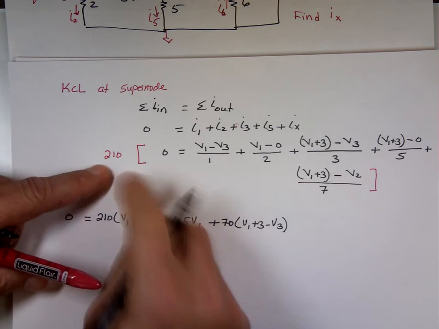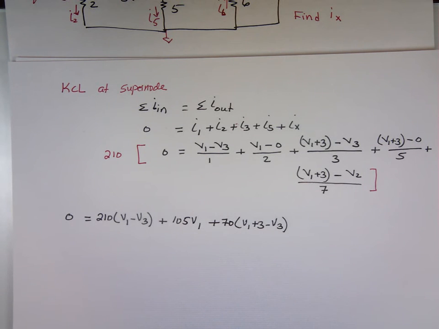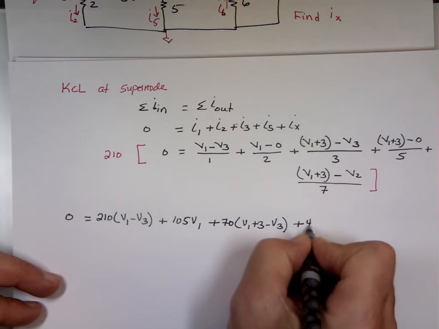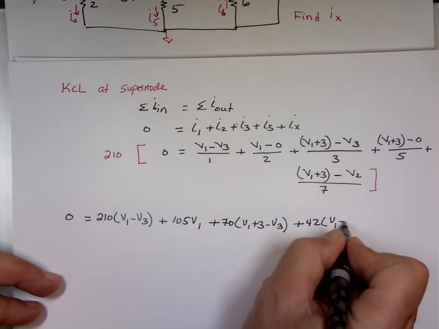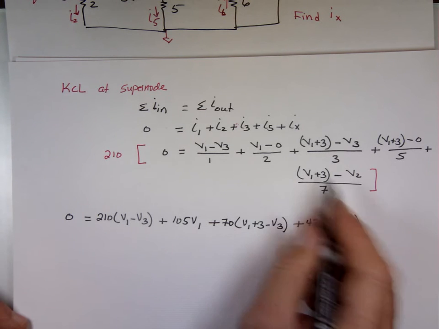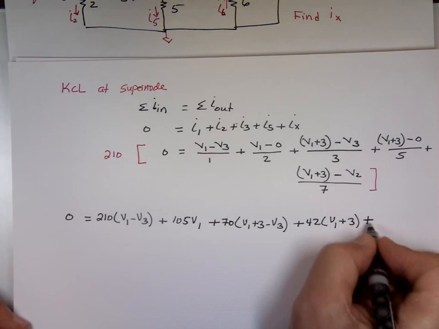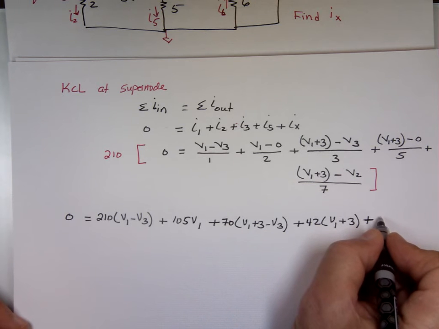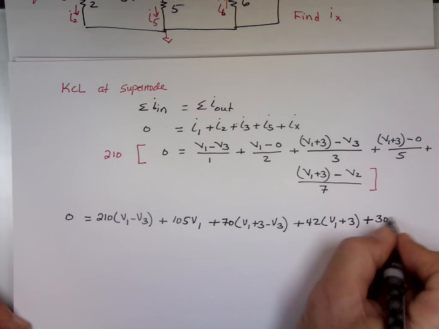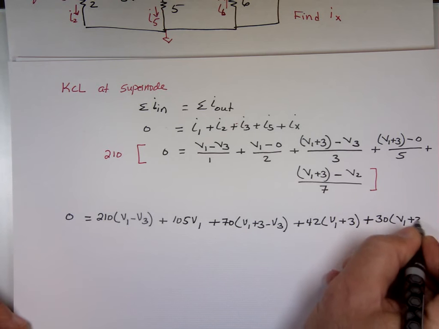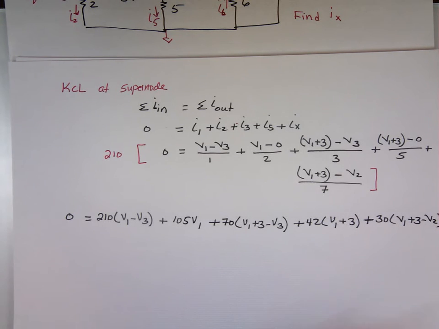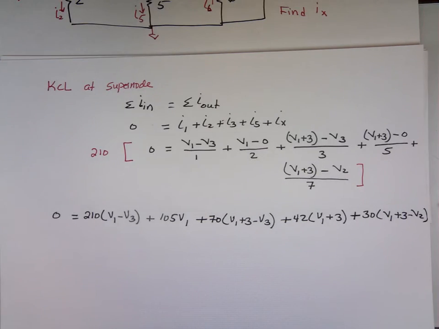210 divided by 5. Let me divide the 210 by 5. 40. Is it? Yeah, 42. 42 times V1 plus 3. I think that's a 30, the last one. 30 times V1 plus 3 minus V2. All of that just to get the first equation. And let's see if we can clean it.